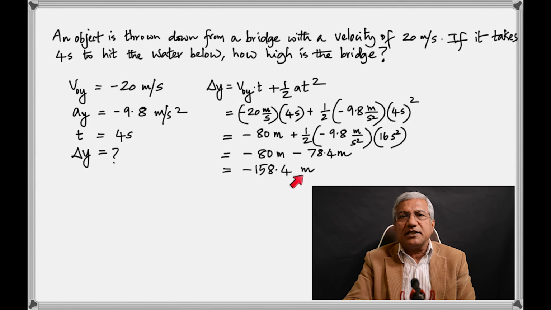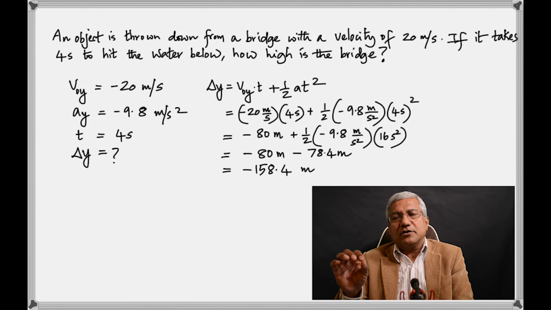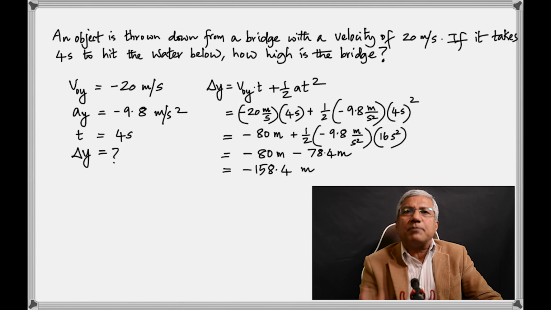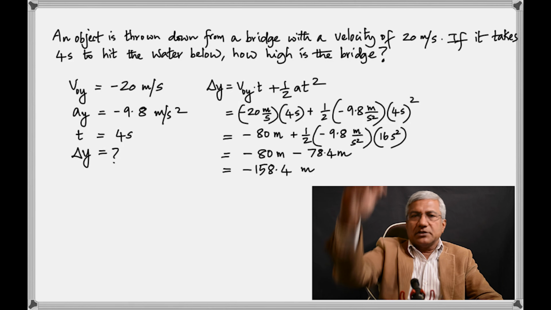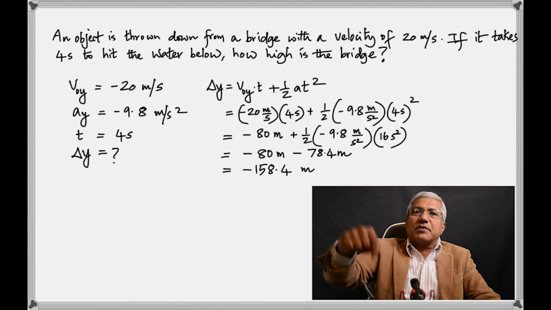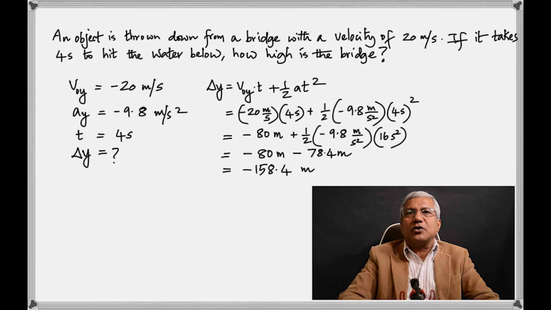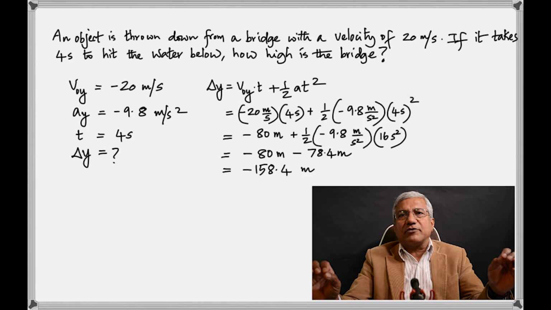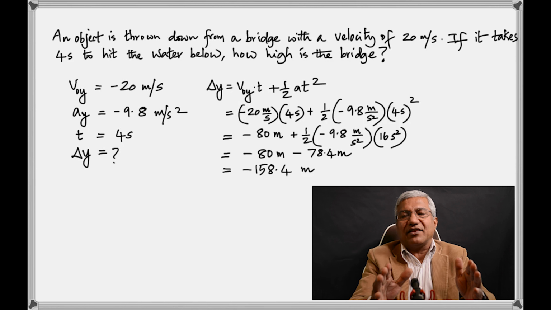That means the height of the bridge is 158.4 meters if you measure it up from the water to the bridge, because when you're measuring up, it is positive. But since the stone is moving down, it has moved negative 158.4 meters. I hope you understand that.